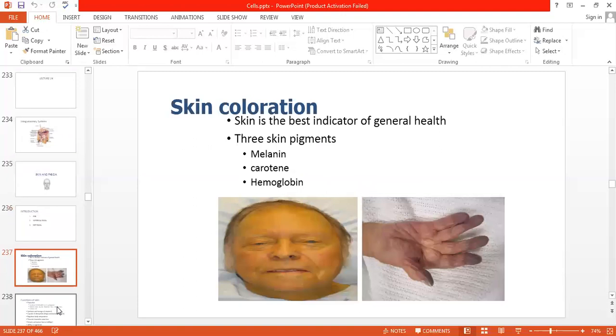Skin coloration. Skin is the best indicator of general health. Three skin pigments, melanin, carotenoid, and hemoglobin, give the color to the skin: white, black, reddish.